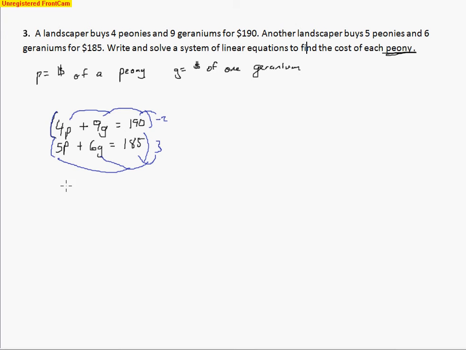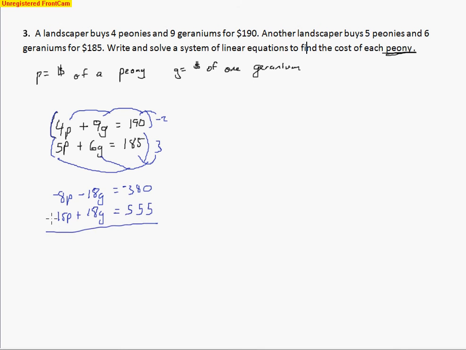So I'm left with this. I've got -8p, and then minus 18g equals, and then I need to double 190, so that's going to give me -380. And then I do the same thing over here. 15p plus 18g equals, this makes 15. 24 and 1 make 25. Carry a 2, so that's going to be 555.